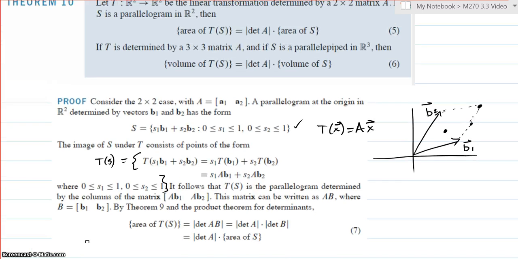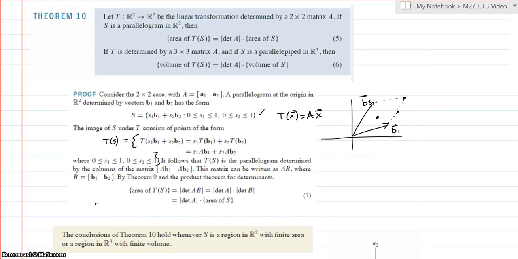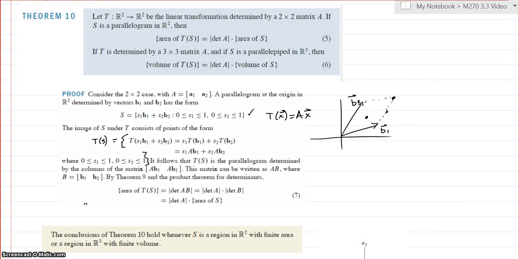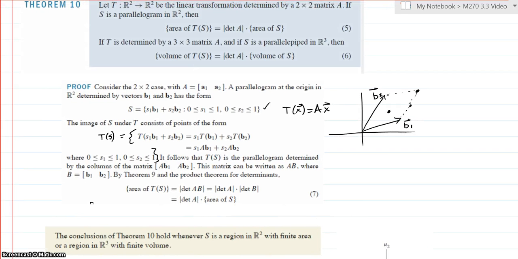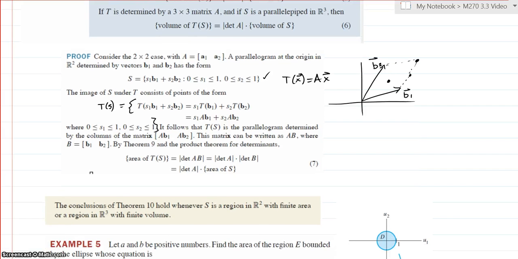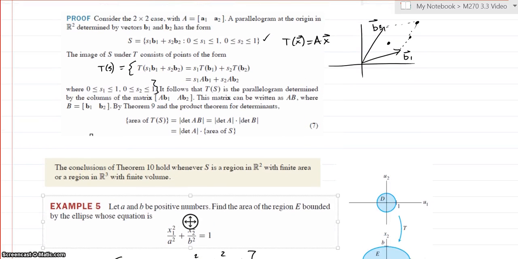This theorem that we have up here actually holds, let's make this smaller so we can see the whole thing, whenever S is a region in R2 with finite area, or a region in R3 with finite volume. So we're going to just do the area example. It doesn't have to be a parallelogram. If you are interested in why, there's a whole explanation on page 185 in our textbook. To see an example of this, let's look at example 5.